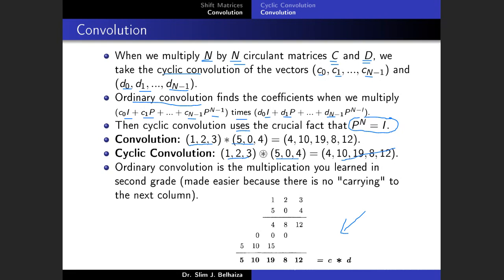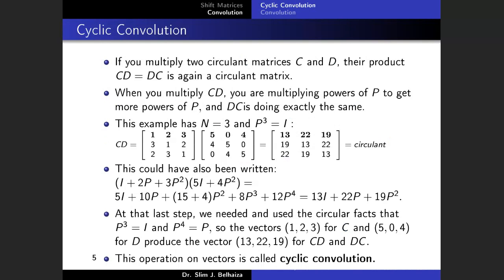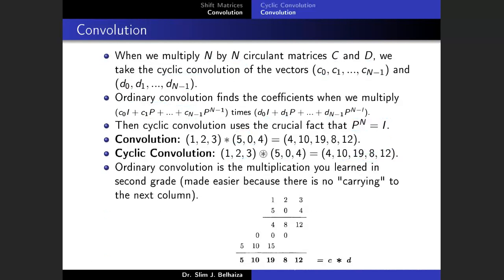This is a mistake on my part. Here we should have gotten the 13, 22, 19. Yeah, 13, 22, 19. Okay, I think it was like this. And 13, 22, 19. Yes, exactly.